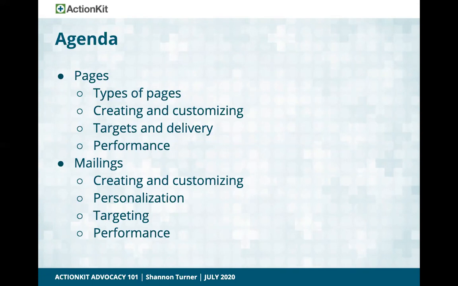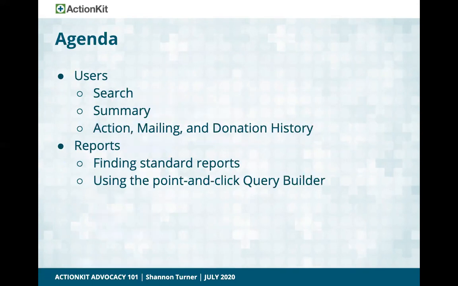After that, we're going to move on to creating and customizing your mailings and then personalizing those mailings to individual recipients. And then finally, targeting your mailings and viewing their overall performance. Once we've done that, we're going to talk very briefly about users and how to search for them, how to browse user data like action and mailing and donation history.